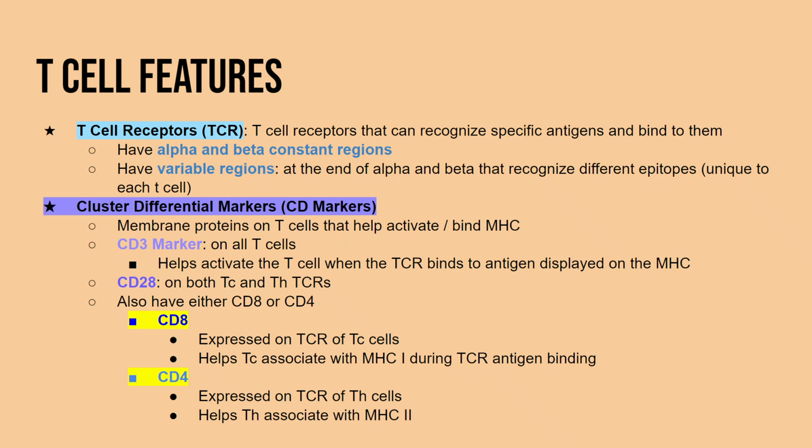This stuff we did not talk about last week. These are some features of T cells. T cells have both a T cell receptor, or TCR, and a cluster differentiation marker, known as a CD marker. The T cell receptors recognize a specific antigen that's being displayed by the MHC and bind to the antigen. That's the main point for TCRs. CD markers are membrane proteins on the T cells that help activate or bind the MHC, but they don't bind the antigen directly. The CD3 marker is on all T cells, and the CD28 is on the cytotoxic T cells and the helper T cells.